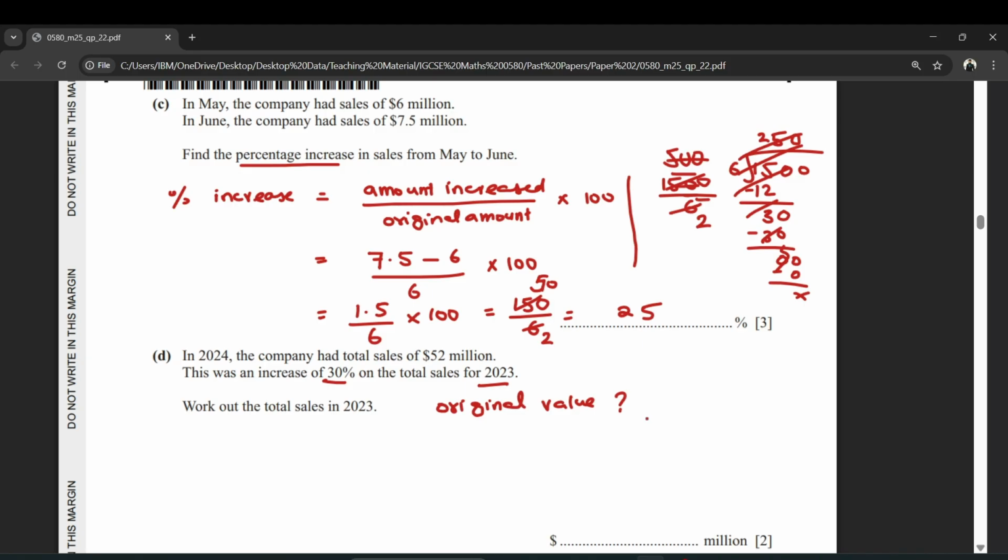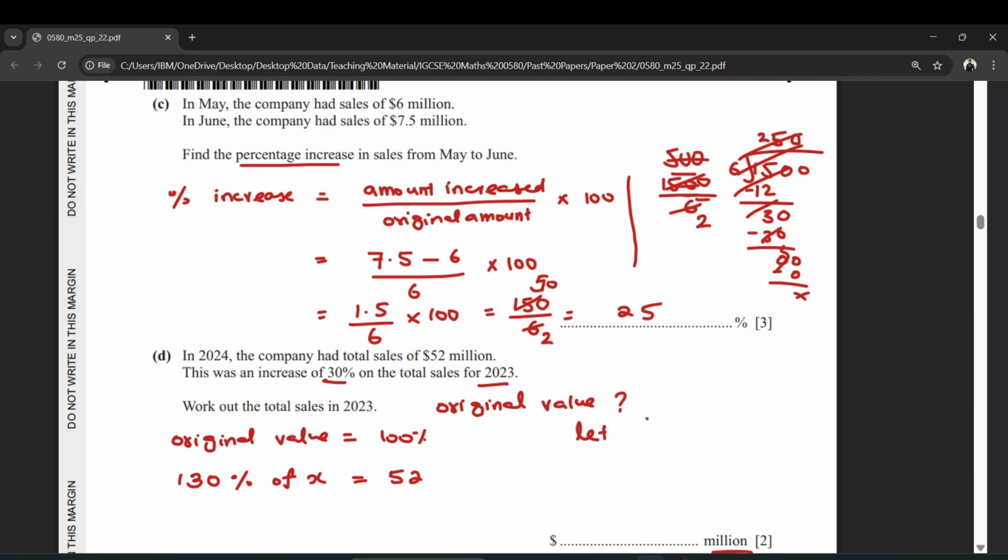So we always say that the original value is by default 100%. Okay, so if there was an increase of 30%, that would mean that 130% of X is equal to the new sales, which was $52 million. Okay, I'm not going to write million, because the million is actually the unit, right? So we don't have to write that. So I hope that this is clear.